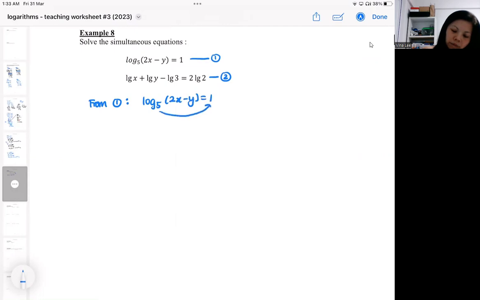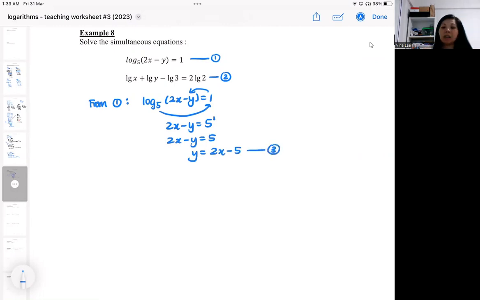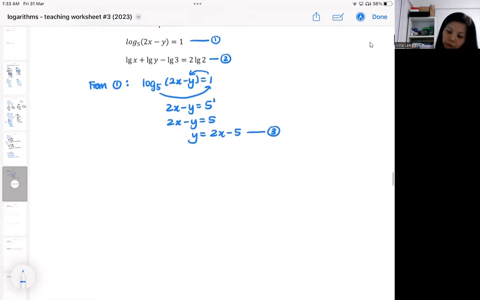So you change it out. You change it out, you'll get 5 power 1. So in this case, you will get this. If you want to, you can make y the subject. So that looks like a normal looking kind of simultaneous equation.